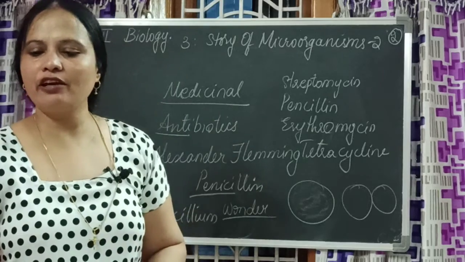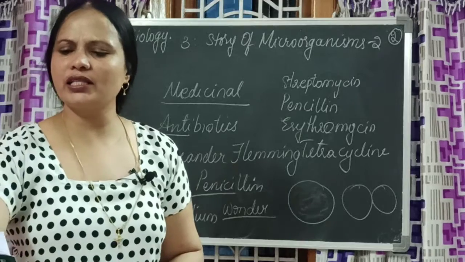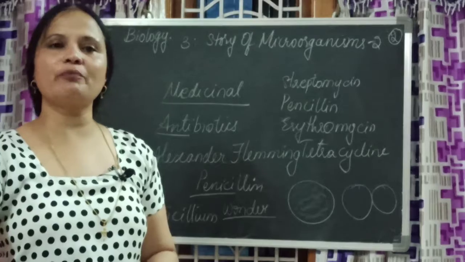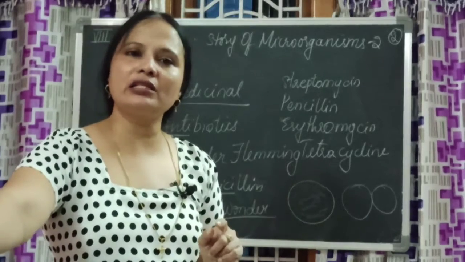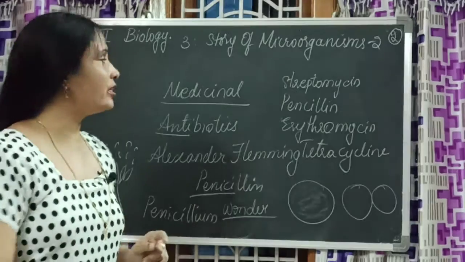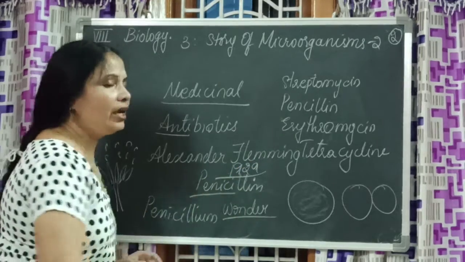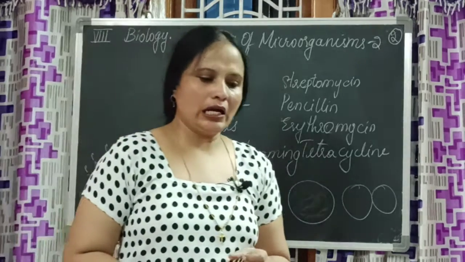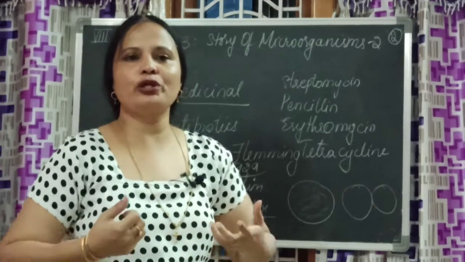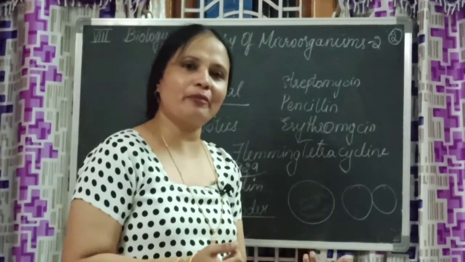Now let us see, if you observe in the textbook, page number 38, Penicillium notatum. What did they say about it? In the petri dish, the bacteria disappeared where penicillium is there. So he announced that in 1929. From there, many researchers and scientists started showing a lot of interest in how to use a microorganism to kill another microorganism.